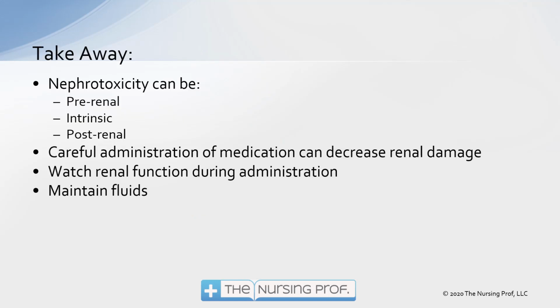So our takeaways are, nephrotoxicity can be pre-renal, intrinsic, or post-renal. We want to be looking for potential causes of all three. Careful administration of medications so that we're hopefully preventing or at least decreasing the renal damage that is occurring. Watch the renal function during administration. Maintain fluid volume. So this is one of the big keys. The less fluid there is rushing on through that kidney, the more chance the drug has to cause destruction. Again, thinking about that filter, and we're putting acid on the filter. The more water I'm running through that filter, the less chance the acid's going to burn holes in the filter.